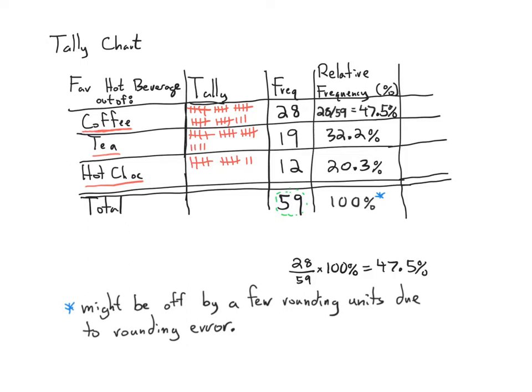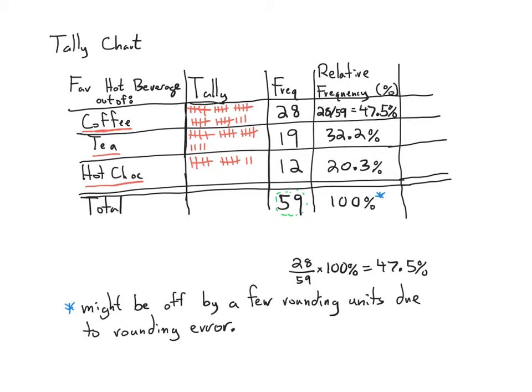So if we had this study of figuring out the favorite drinks out of these 3 drinks of a class of students, we know that 28 of the 59, or 47.5%, prefer coffee. 19 out of 59, or 32.2%, prefer tea. And 12 out of 59, or 20.3%, prefer hot chocolate.